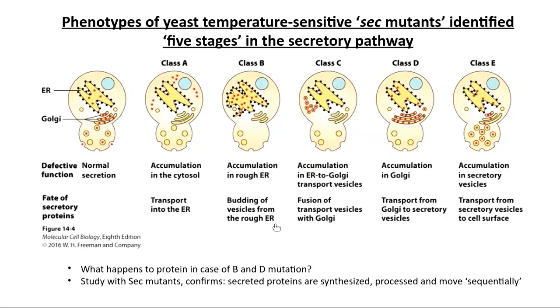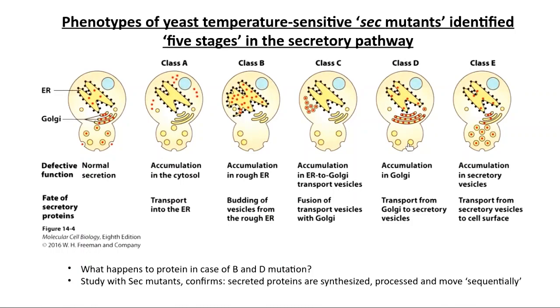Now, the question is, if we have a double mutant, it is quite possible that we have a double mutant. In that case, what will happen? So let's say there is this class B mutation as well as class D mutation in one particular cell. So it's a double mutant. In this case, where will the secretory proteins stay? Will it accumulate in the rough ER or will it accumulate in the Golgi?